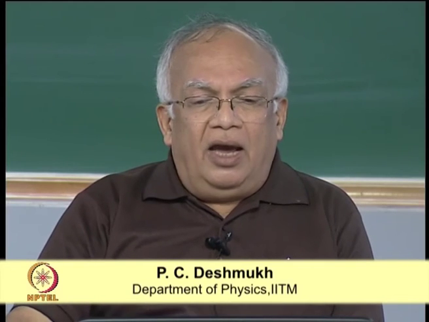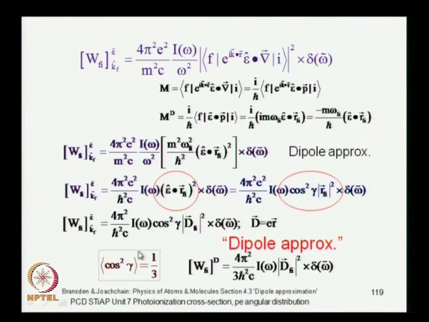So, that is a low energy approximation. It is called the dipole approximation for the reason that is now obvious to you. And you can certainly integrate this out over various angles. If you take the average of cos square gamma over all the different angles, then you get a factor of 1 over 3 for the dipole approximation for this transition rate.